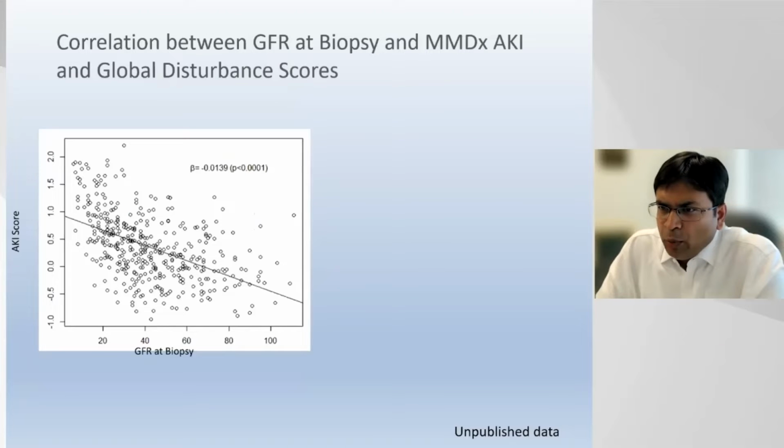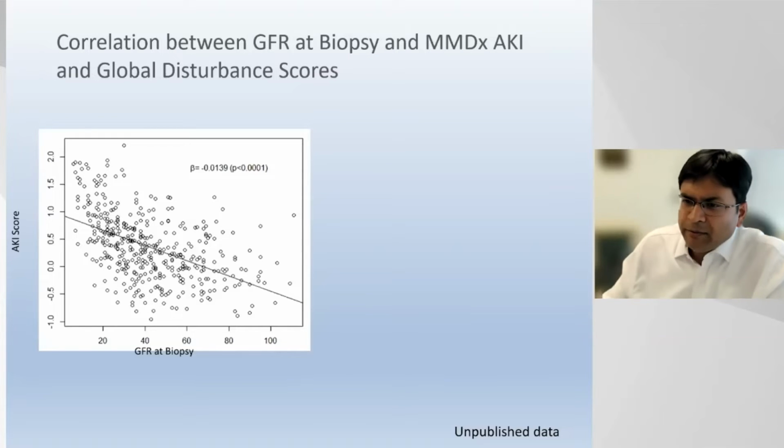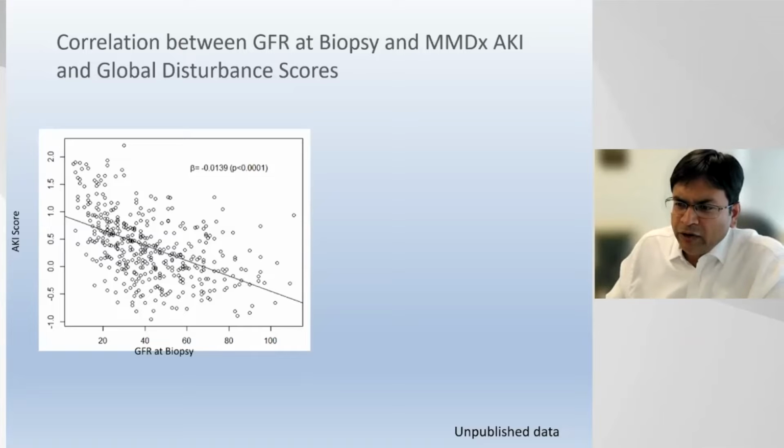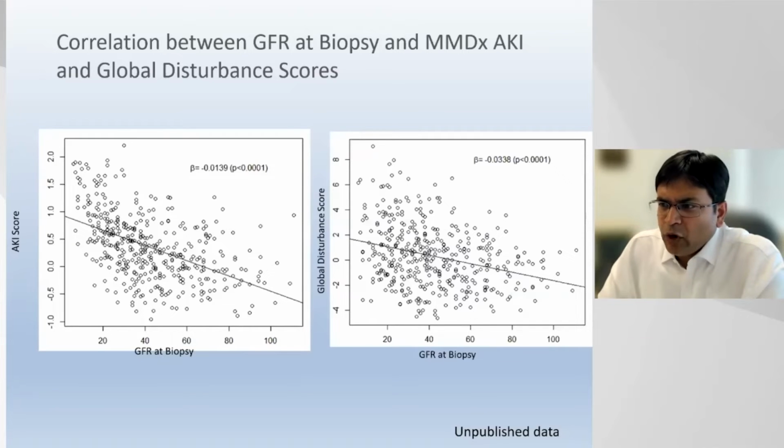There's also a global disturbance score, which essentially is a marker of overall inflammation, as well as an acute kidney injury score, which is provided in the report. And we found that the severity of AKI on the molecules is very strongly correlated to the severity of acute kidney injury as measured by kidney function, or GFR. And this is the AKI score correlation, and you see the same for global disturbance. This is not a novel finding.